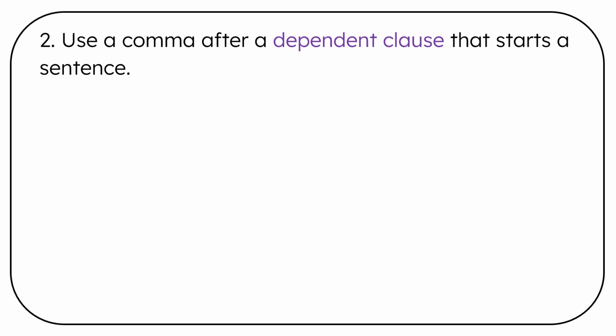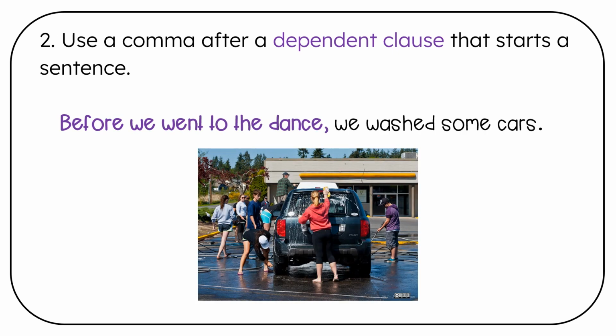2. Use a comma after a dependent clause that starts a sentence. Before we went to the dance, we washed some cars. "Before we went to the dance" is a dependent clause. "We washed some cars" is an independent clause.